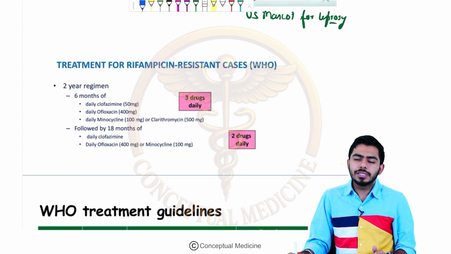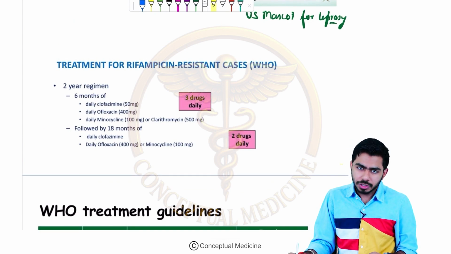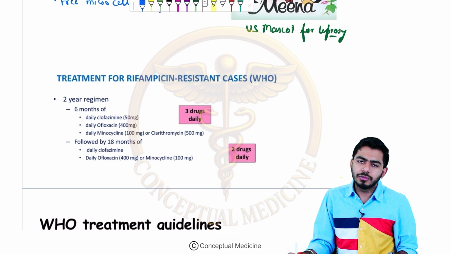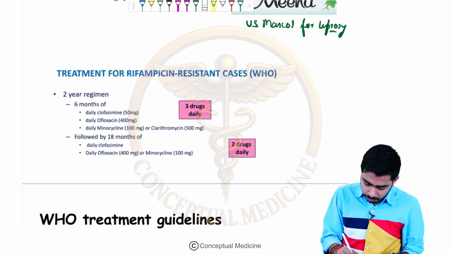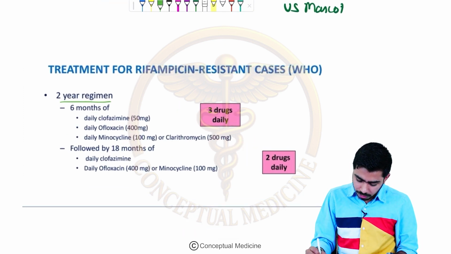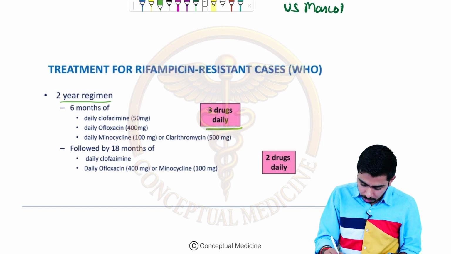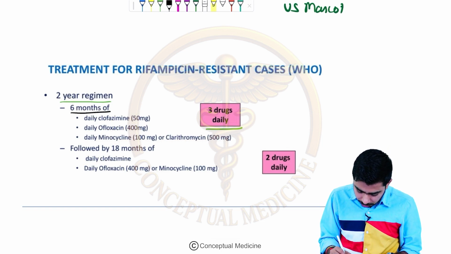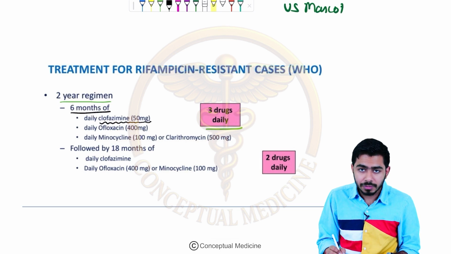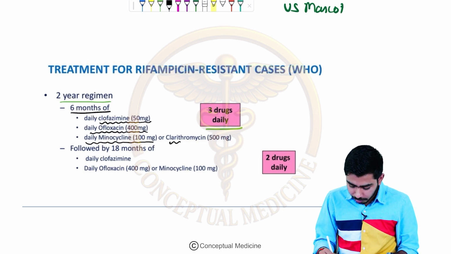If the patient is on Rifampicin, on the treatment which we have talked about right now, and there is resistance to that treatment, then in those cases we shall be using the 2-year regimen therapy. In the 2-year regimen therapy, we are taking 3 drugs daily: daily Clofazimine 50 mg, which was the same, but also daily ofloxacin 400 mg and daily minocycline 100 mg or clarithromycin 500 mg.